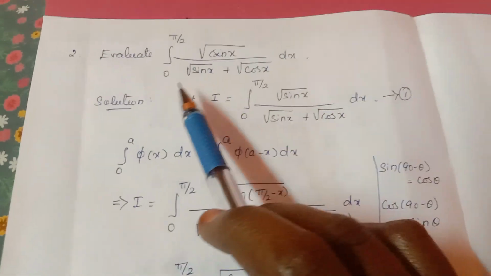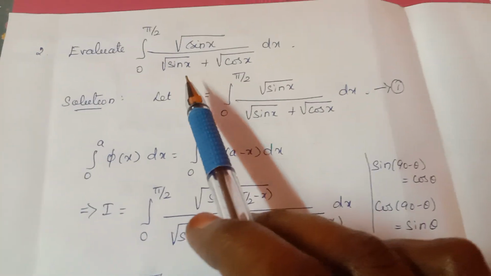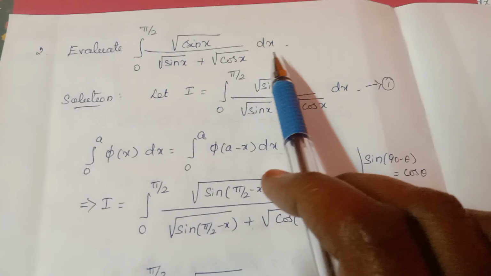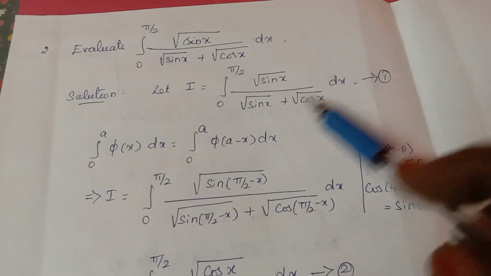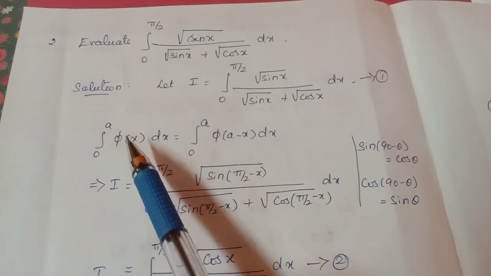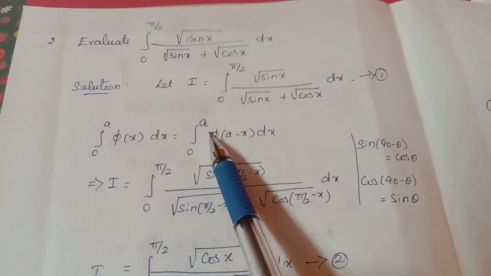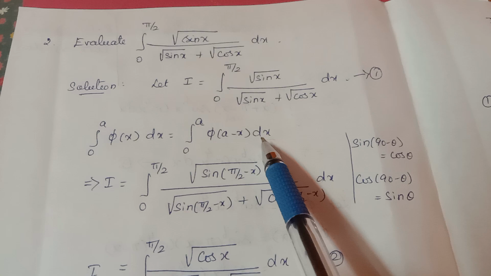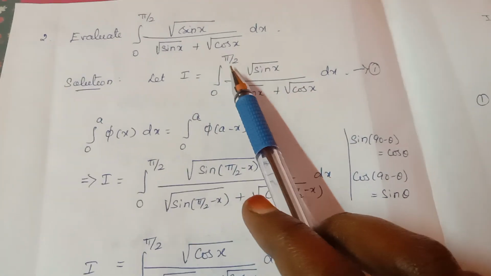Evaluate integral 0 to pi by 2 of square root of sin x by square root of sin x plus square root of cos x into dx. Okay, right. Now let me make use of the formula. Integral 0 to a of phi of x dx is equal to integral 0 to a of phi of a minus x into dx. So here the limit is what?